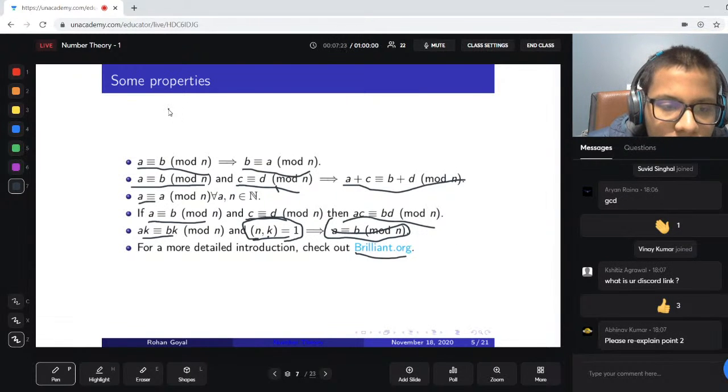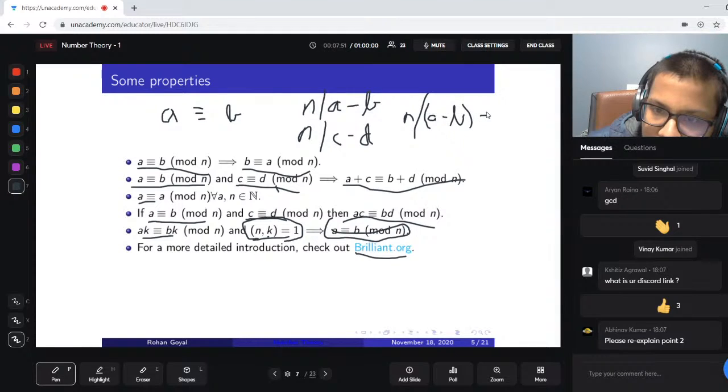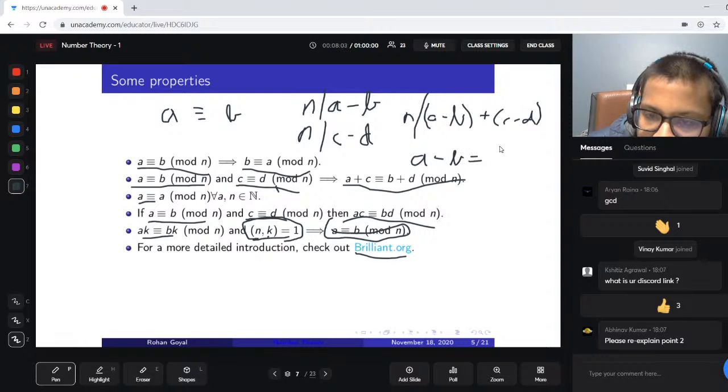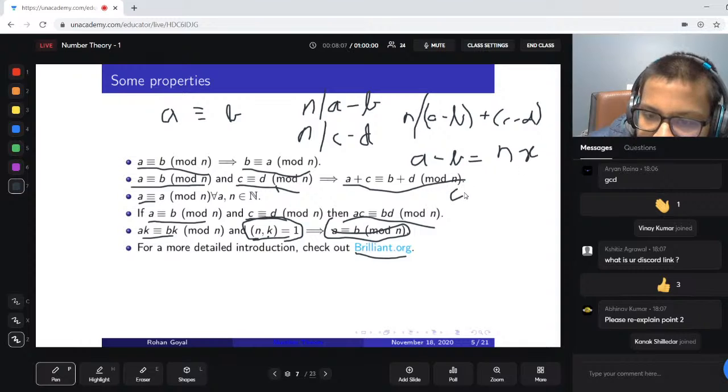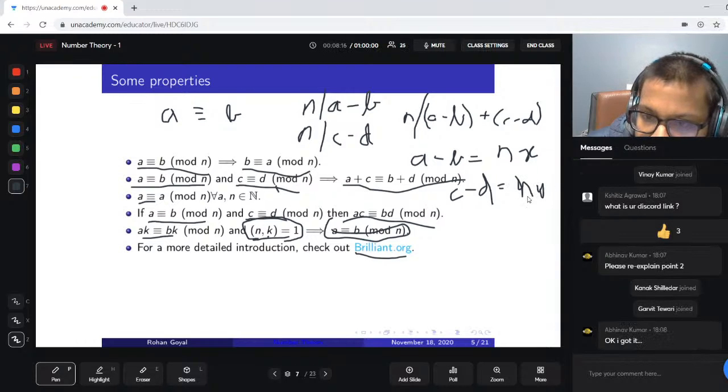Okay, so point 2 says A is congruent to B mod n. So this is saying that n divides A minus B and n divides C minus D. Then n divides A minus B plus C minus D. You can now show this directly. You can write A minus B equal to n into x, where x is some integer. Similarly, C minus D equals n into y for some integer. So yeah, okay, great. You got it?